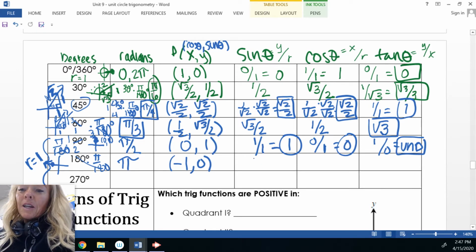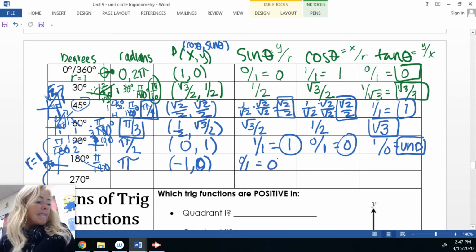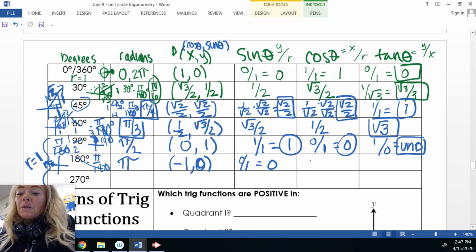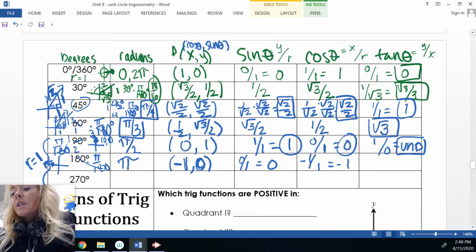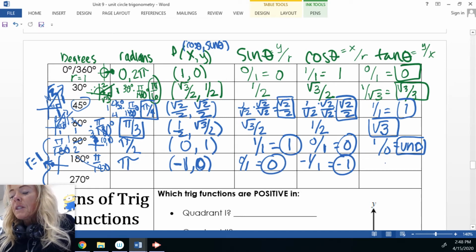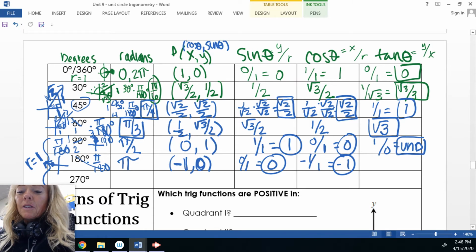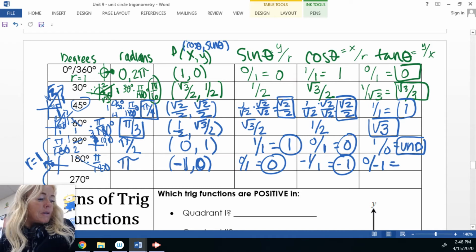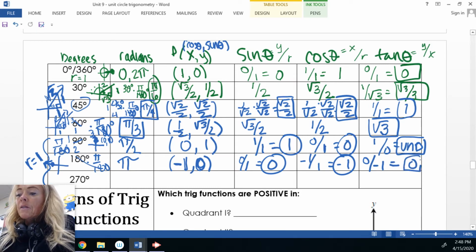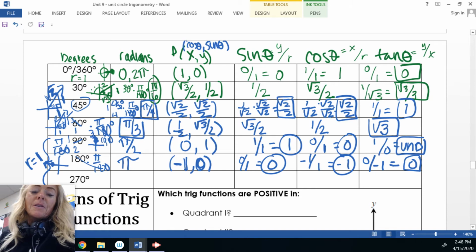So the sine of that is y over r. So y is 0, r is 1, so 0 over 1, which is 0. And then cosine is x over r, so x is -1, right there, over r, which is 1, so -1. And then tangent is y over x. Y is 0. X is -1, but 0 over -1 is just 0. All right? See how much easier those are.